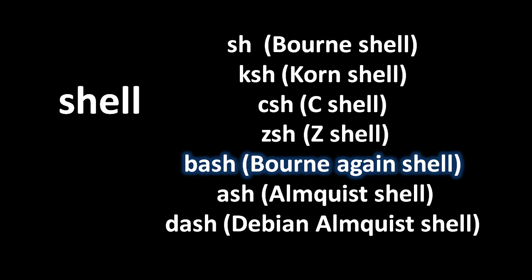The Korn shell, for example, so-called because it was created by a guy named David Korn, was created a few years after the Bourne shell, and it mostly adds things rather than changing anything about the core shell syntax and features.